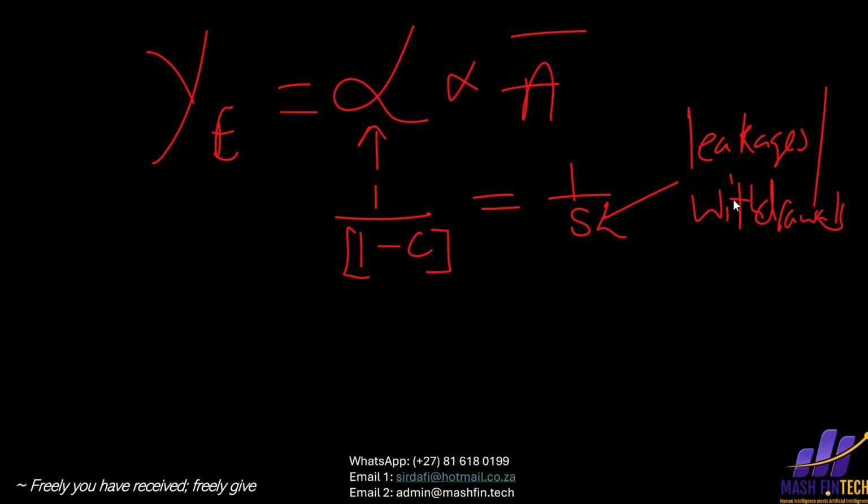You must know what leakages are by now. Taking money out of the economy. When you are saving, you're not using the money, you're keeping it, so it's a leakage. You're taking money out. But consumption is actually an injection. You're putting money into the economy. All right. So 1 over S is a leakage. Marginal propensity to save.